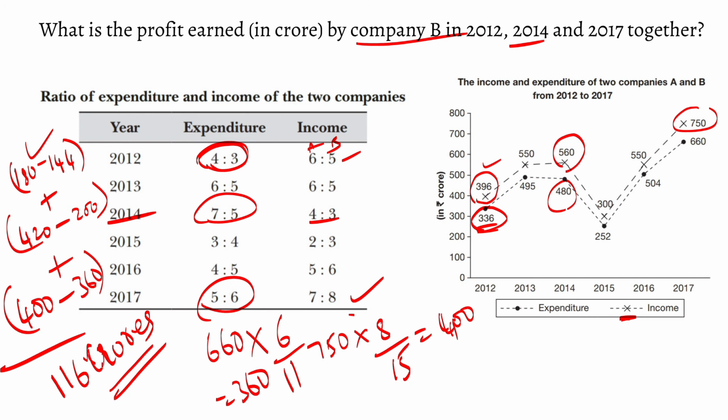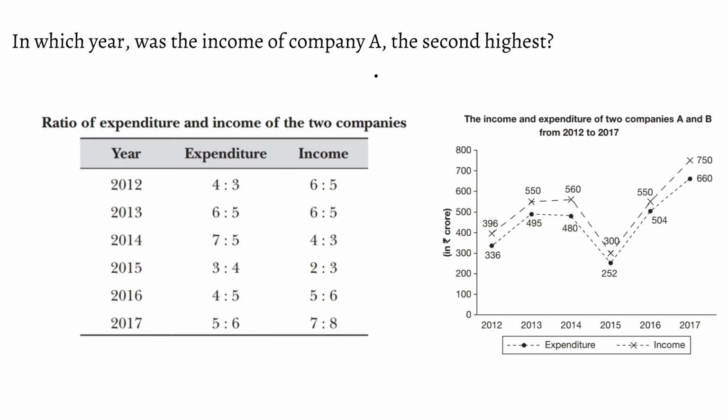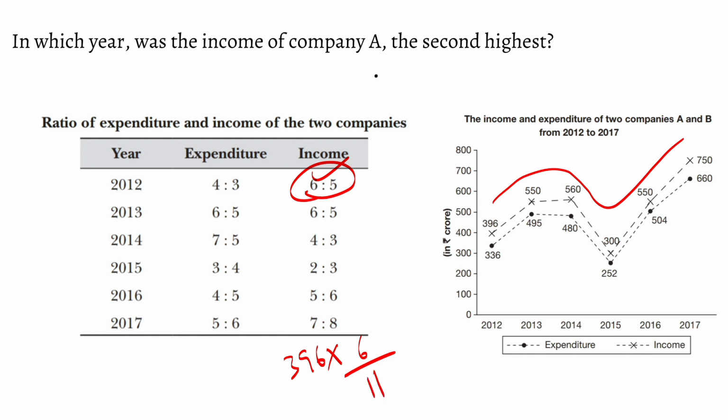116 crores. All right. So the next question: in which year was the income of company A the second highest? Incomes of both the companies in all the years, this is the line, right? 396, 550, 560, 300, and so on. But income in 2012 is 396 into, we are interested in A, so take the part of A, 6 by total parts 11. So this will be 216 crores.